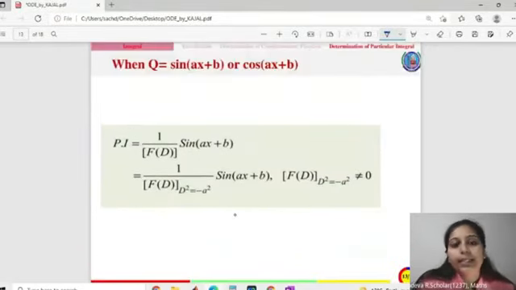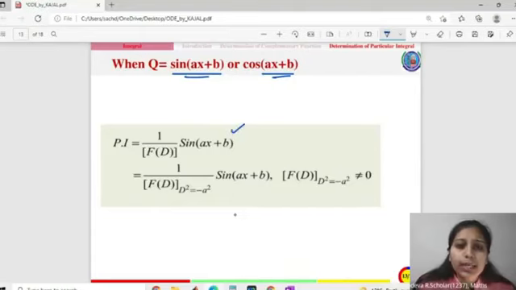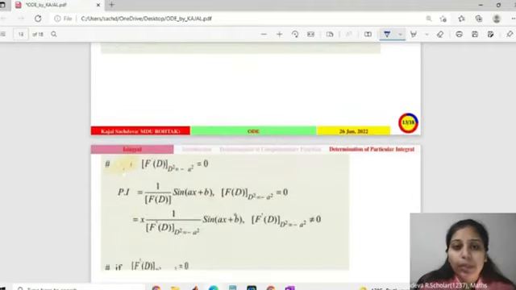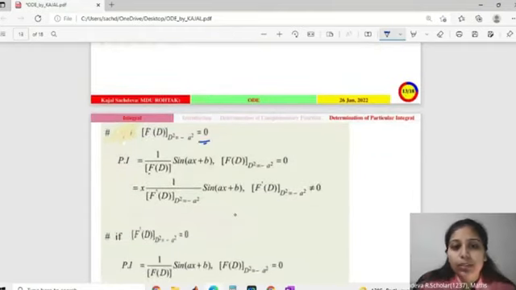Now we are taking the case when we have sin(ax plus b) or cos(ax plus b). So in this type of equation, when Q is sin(ax plus b), we just write PI as 1 upon f(D) sin(ax plus b). Replace D square by minus a square here. And if the denominator becomes 0 after putting this, we will do as we have done in the preceding case, multiplying it by x and then taking the derivative, then put D square equal to minus a square.